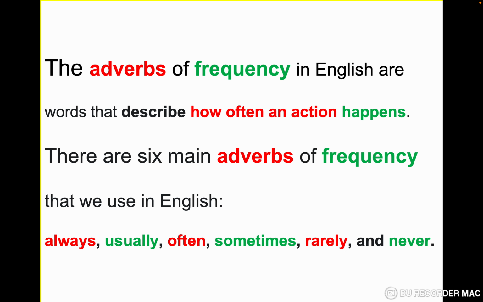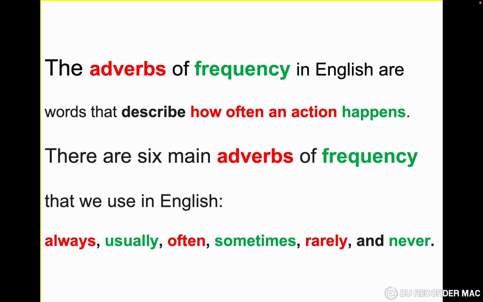The first adverb of frequency is always. The second one is usually. It's very difficult for students to pronounce this word. The first one also: it's not always, it's always. And the second one, usually.